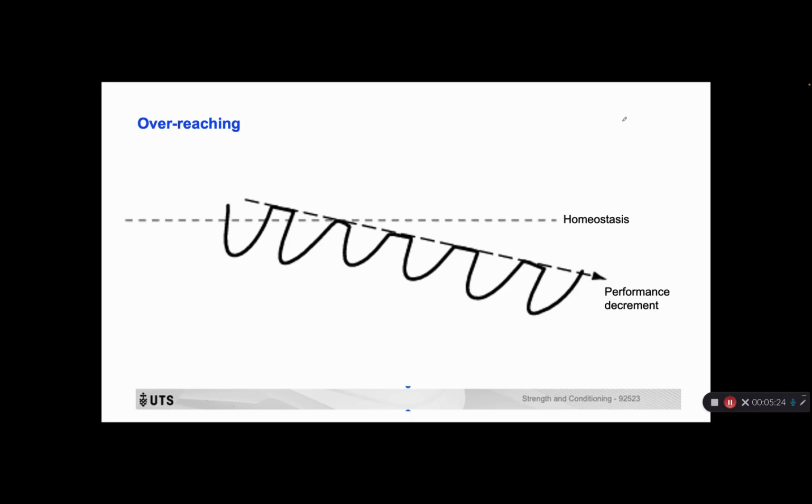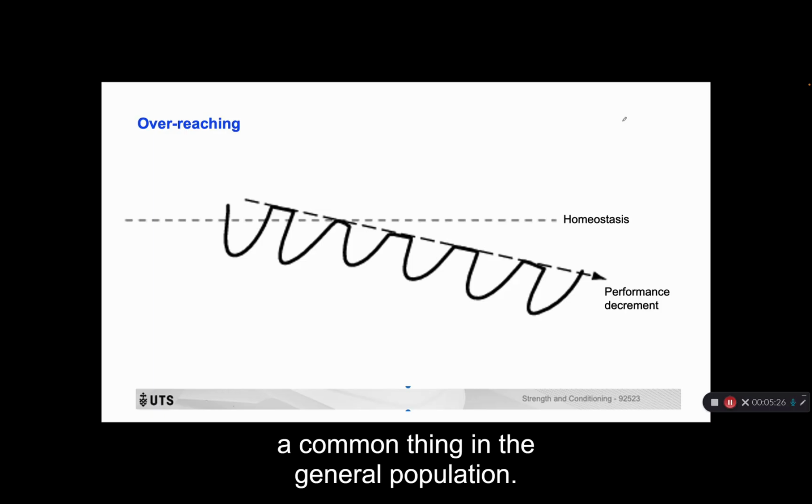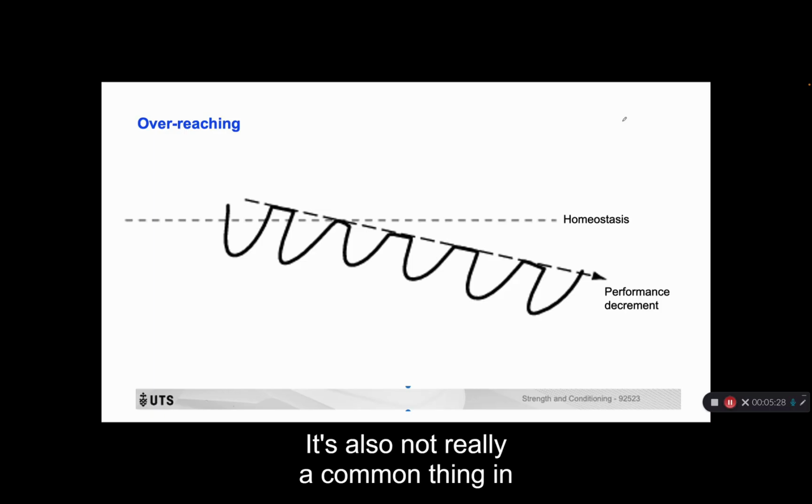Overreaching is not really a common thing in the general population. It's also not really a common thing in team sport athletes either, but it is actually quite a common thing in, especially Olympic sports or sports that involve really high volumes of training. Overreaching might occur for a short period of time in team sports, but it's really not something that's a huge issue, especially in the more trained populations.